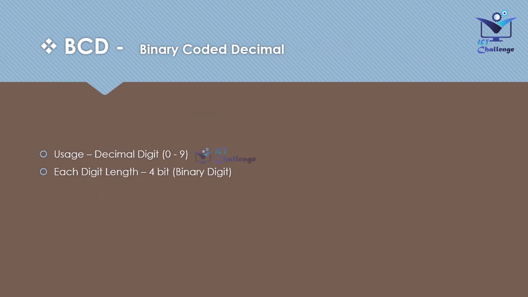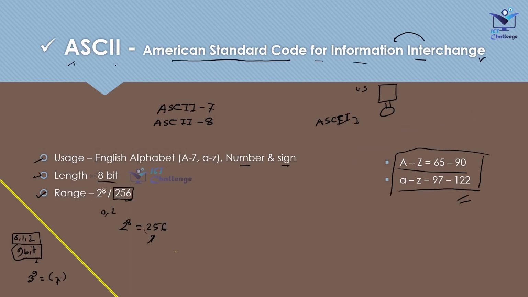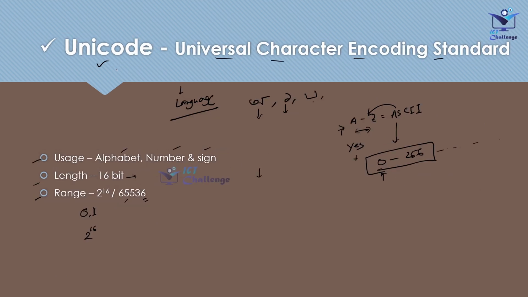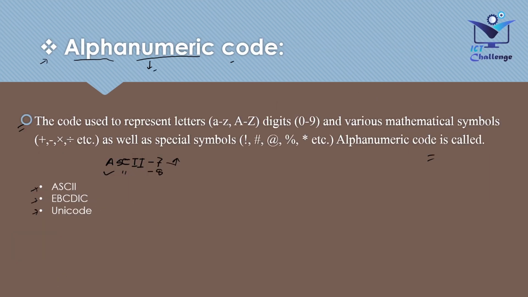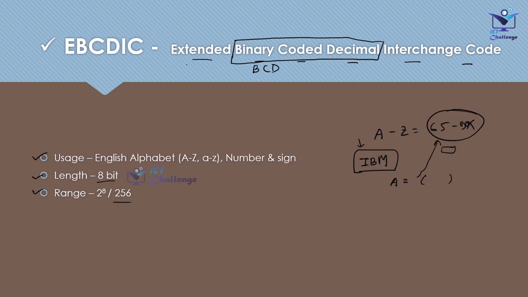This is our different part. This is BCD. BCD means binary coded decimal. This BCD code does not exist in ASCII code. This is a different coding system. Okay, BCD and alphanumeric are different types of coding system. Alphanumeric has only 3 categories: ASCII, EBCDIC and Unicode, and BCD is a different category. So BCD means binary coded decimal, what we actually find in EBCDIC.